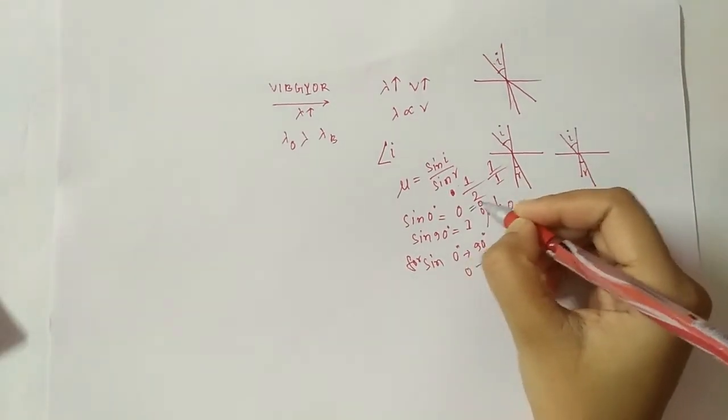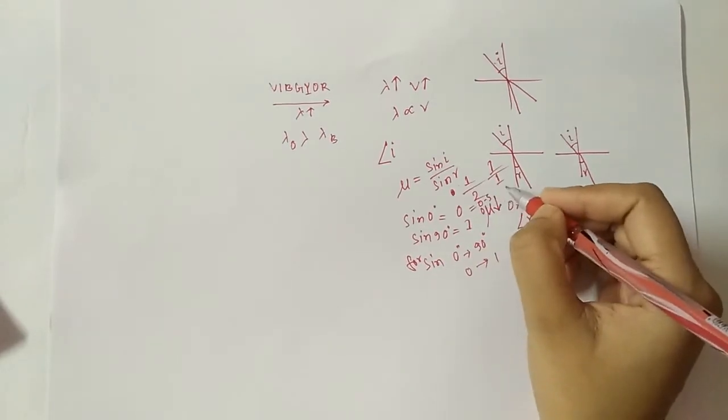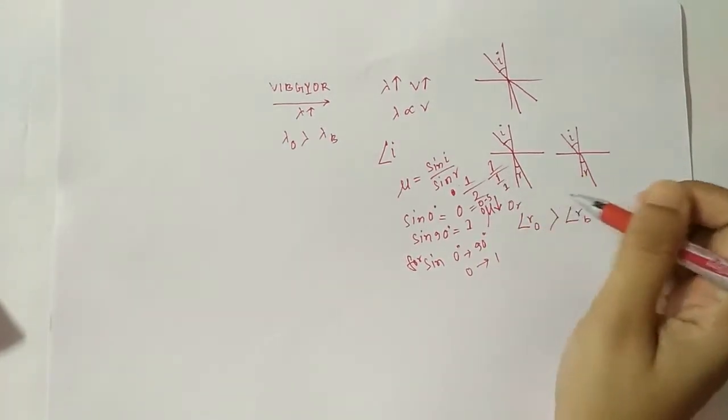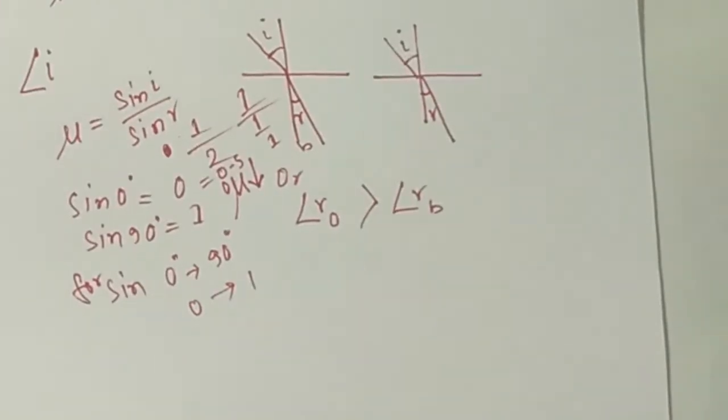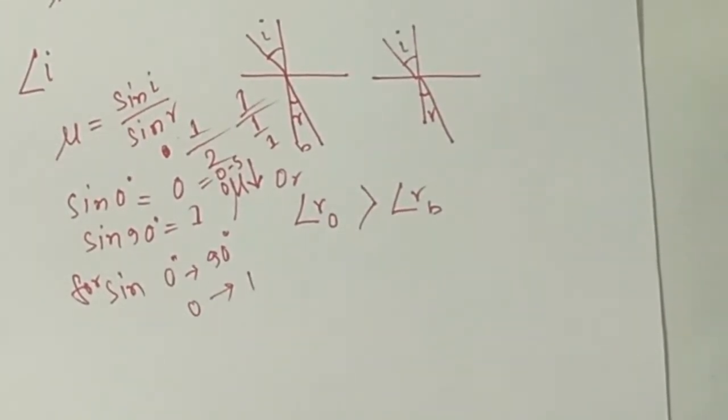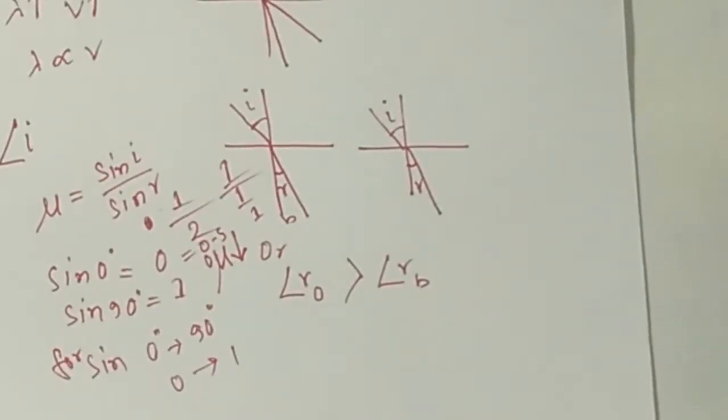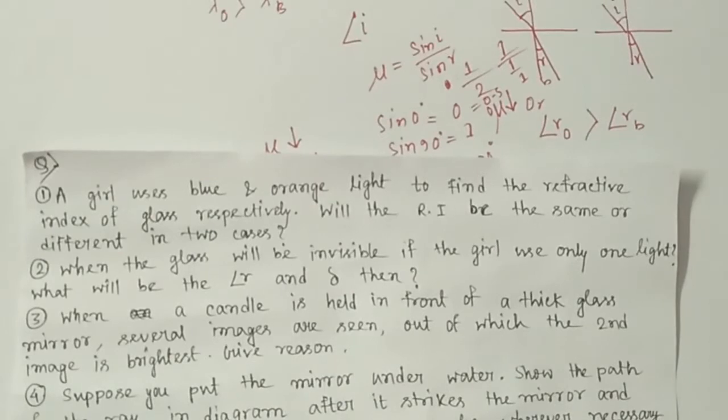The value will be 0.5 in this case, and it will be 1 for your blue light. So finally I can say that if the girl uses blue and orange light to find the refractive index of glass respectively, the refractive index will be higher when the girl uses blue light. When the girl uses orange light, it will be lower. So I hope you understand the question. Now look at the next question.